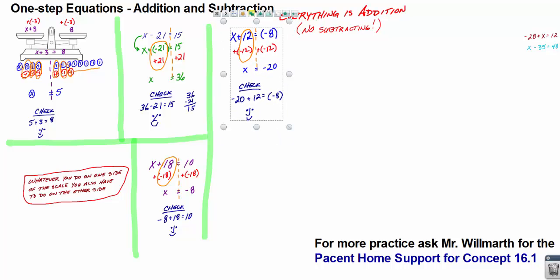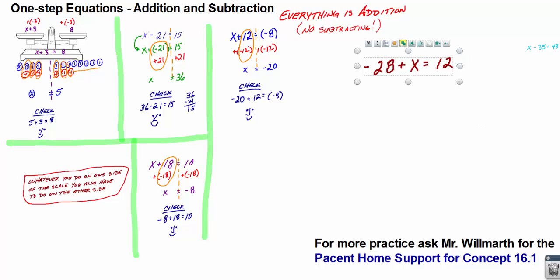And let's bring out our next problem. Here is the next one to try. Once again, you're going to go ahead, you're going to pause the video, and you're going to try solving this, and then we'll turn the video back on, check your work.